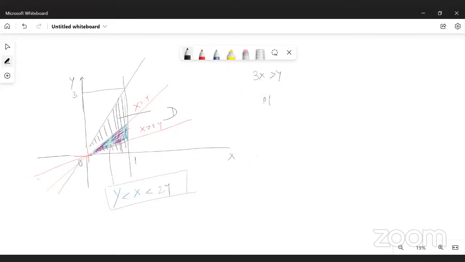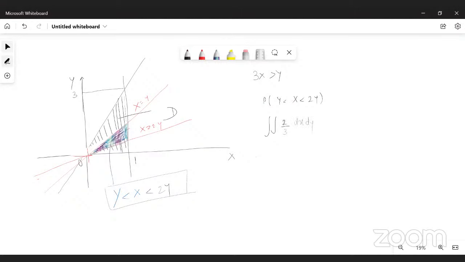Okay. So what we had to find is the probability that x lies between y to 2y. So basically this region. Now to find the probability, we'll have to integrate this PDF, correct? We know the joint distribution came out to be 2 by 3. So 2 by 3 dx dy.